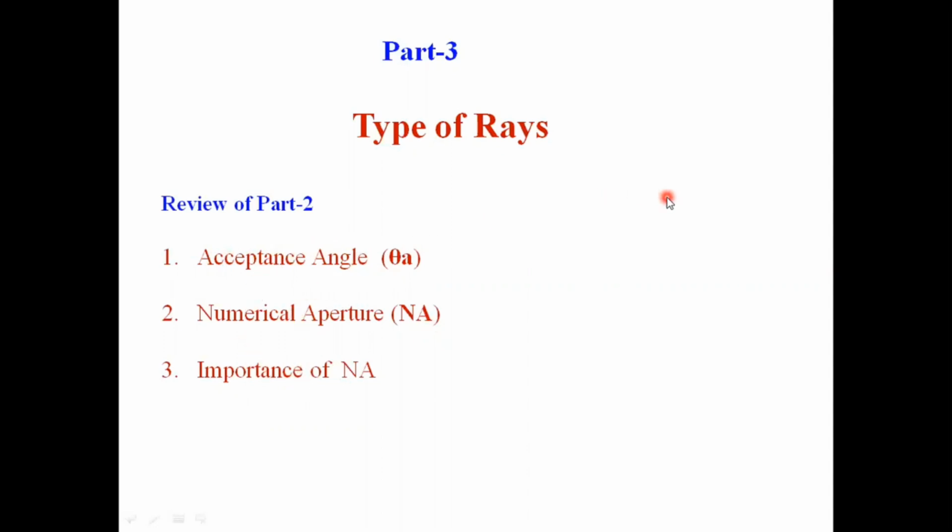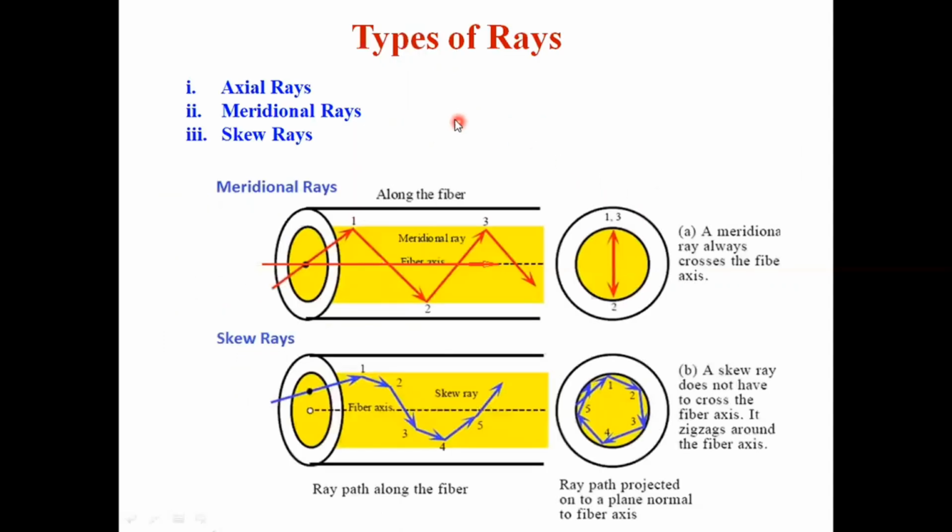Based on this concept, we will study the different types of rays which travel through the fiber. They are mainly classified into three types: axial rays, meridional rays, and skew rays. As we know already, axial rays and meridional rays were studied in videos 1 and 2. The diagram shows how light travels through the optical core. The axial ray travels only through the center axis of the core medium. This is called the axial ray.